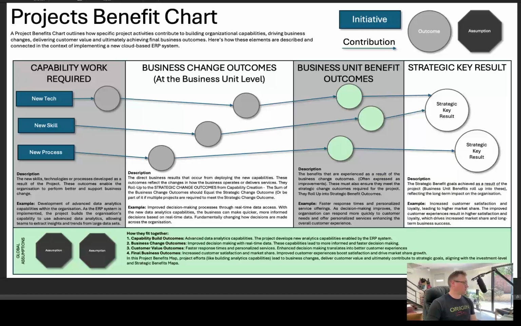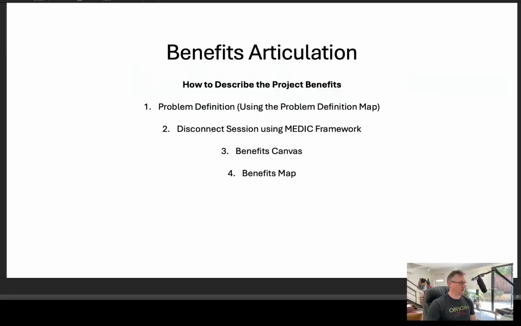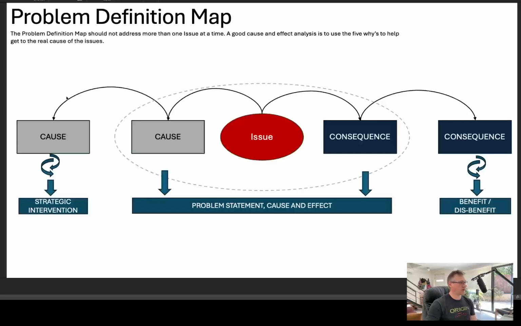And then we can come down into benefits articulation, how we describe the project benefits. And then we can go into a problem definition map, which is a fairly common definition map, which some businesses use, some don't. Essentially, the root cause requiring the strategic intervention, the primary causes that have a problem statement, cause and effect, and what's the consequence of that issue that is from those causes.